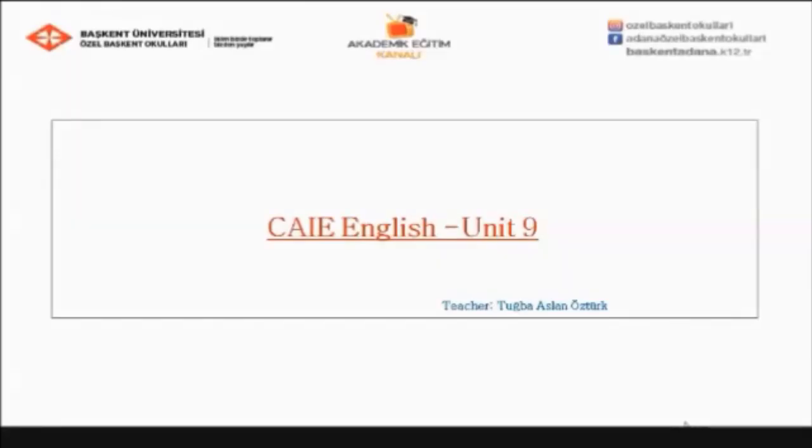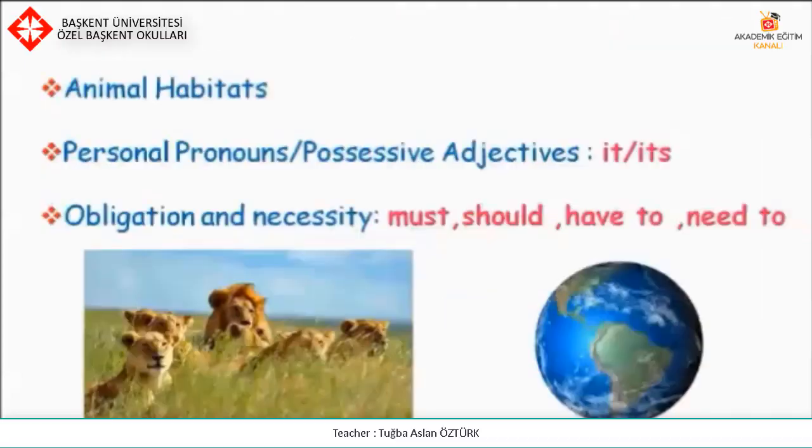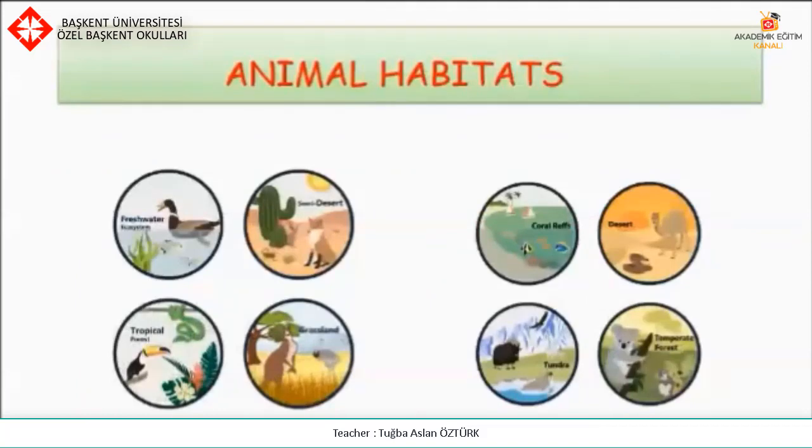Hello everyone. Today we're going to talk about the subjects in Unit 9. We're going to talk about animal habitats, personal pronouns and possessive adjectives, obligation and necessity. Let's start with animal habitats.